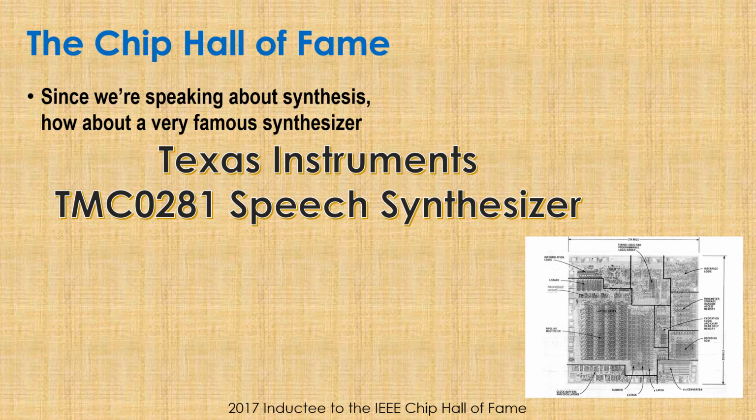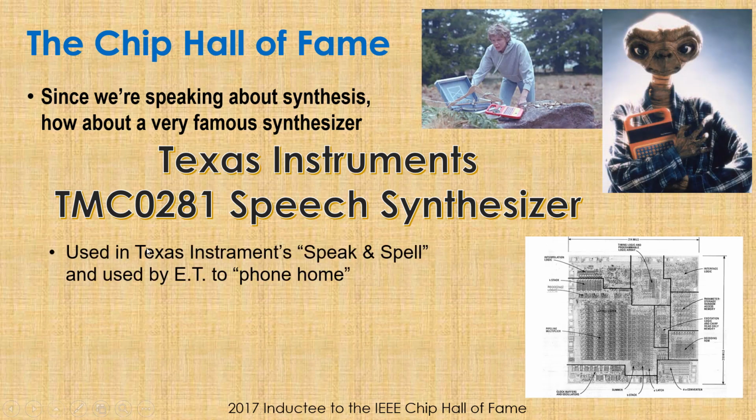Here's a picture of the chip on the bottom right. The reason that this became very, very popular is because it was used in the Texas Instruments Speak and Spell machine, which you can see here being held by our friend E.T., used by E.T. to make his communication system that he phoned home with. But also, the Speak and Spell, which used to talk to you and say, can you spell this or that, was a very cool machine that when I was a kid, everyone had.